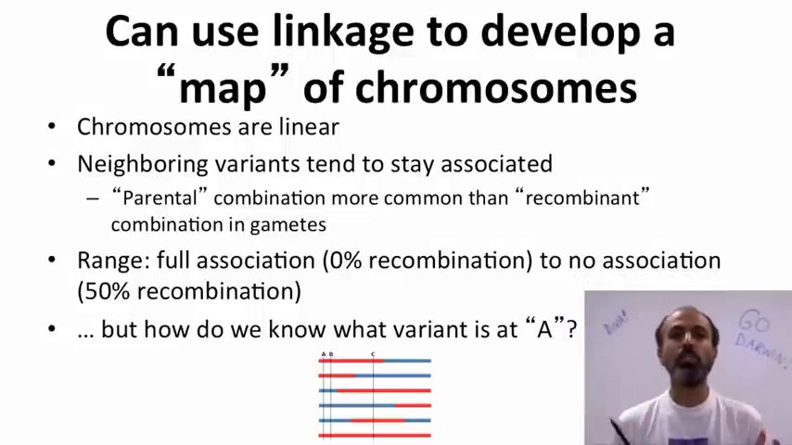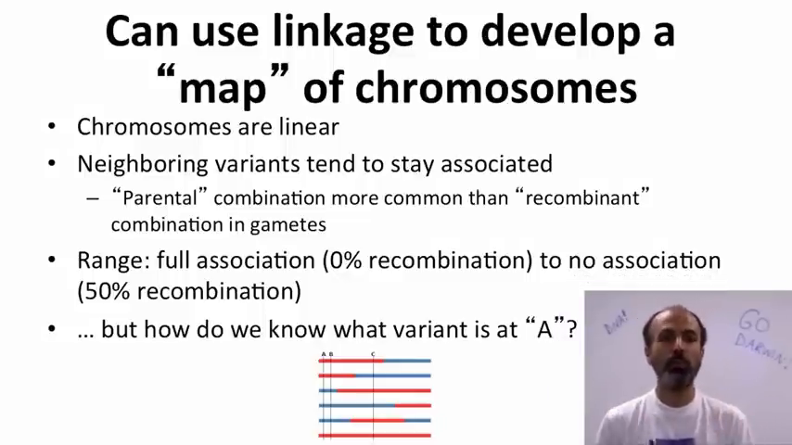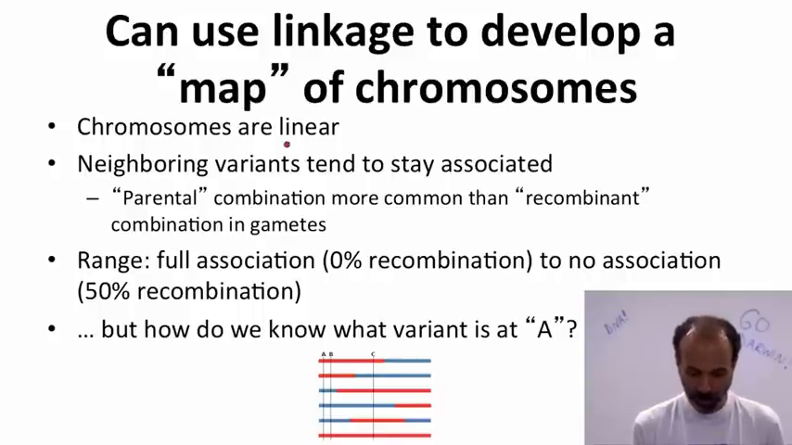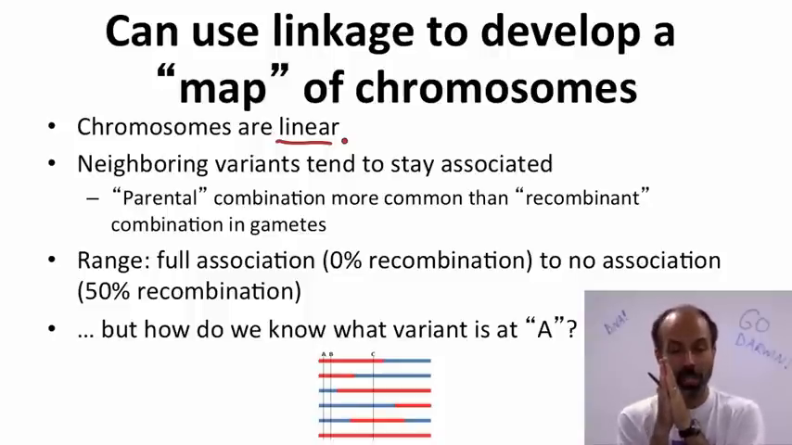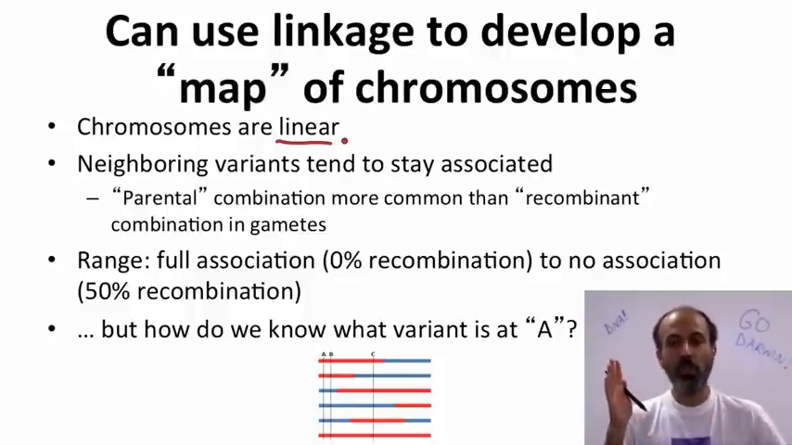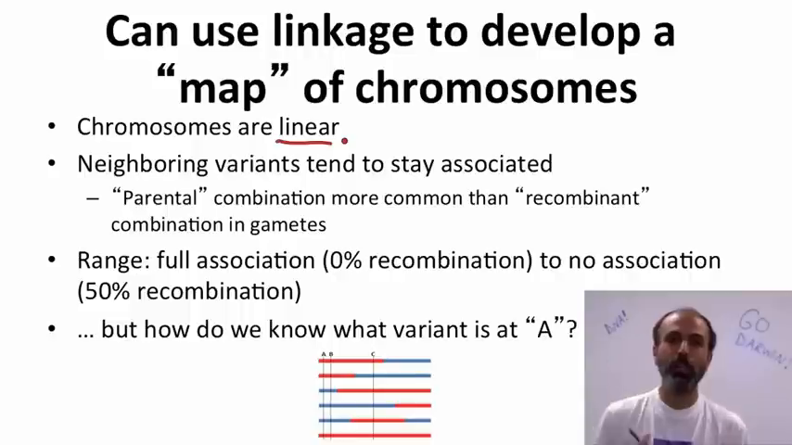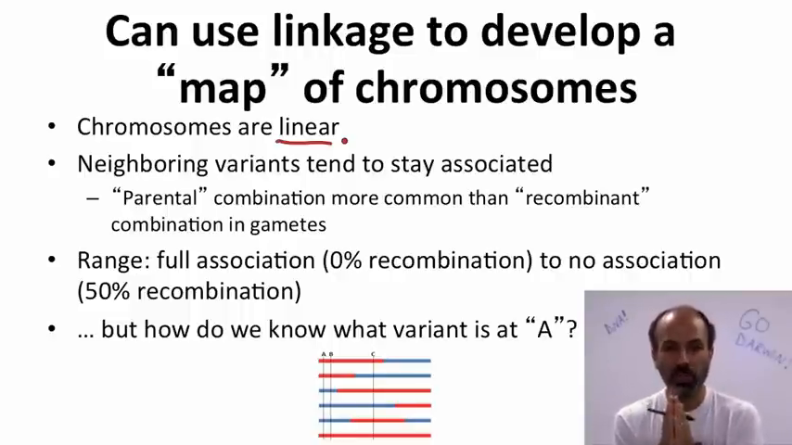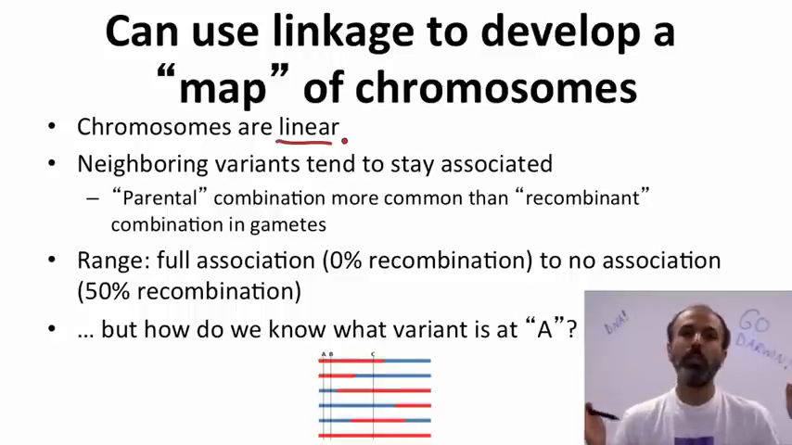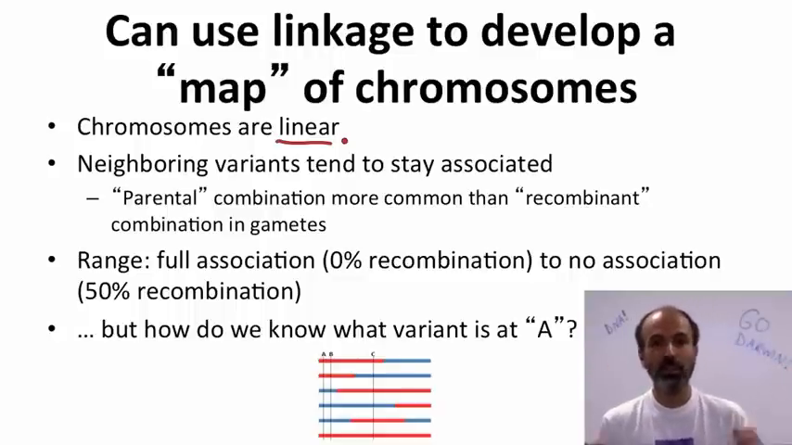Again, we can use linkage to develop a map of chromosomes. This is our ultimate goal. Now, importantly, as we said before, chromosomes are typically linear. Neighboring gene variants tend to remain associated even when you have crossing over. So if you have two genes that are very close together, you'll tend to inherit alleles of those genes together. Whereas genes that are further apart, you may be more likely to get recombinant forms. If they are very close together, you typically only get the parental types. If they're further apart, you may get some parental, some recombinant.